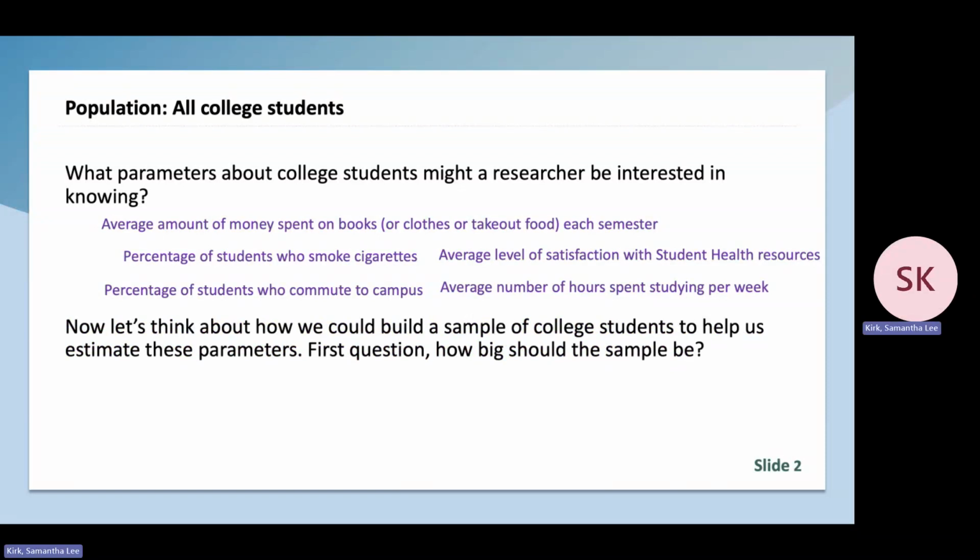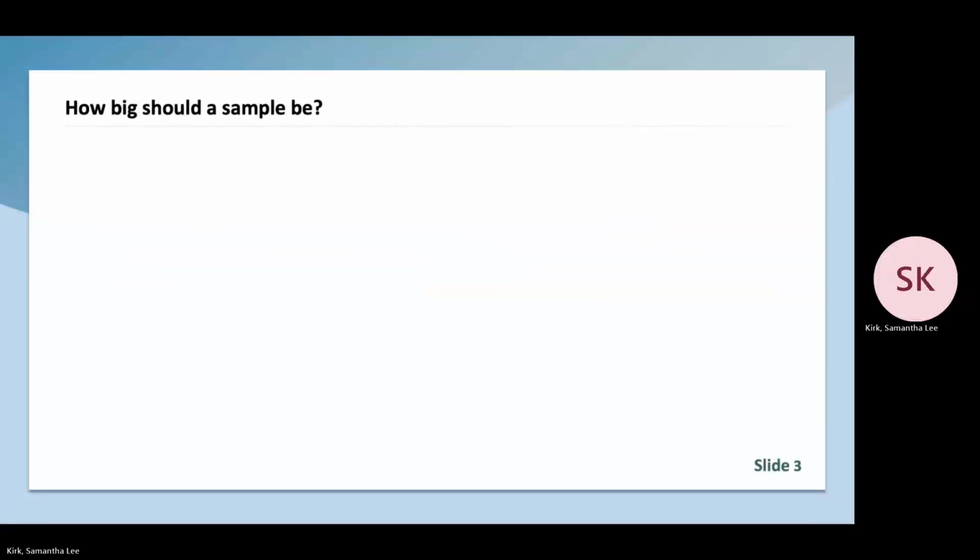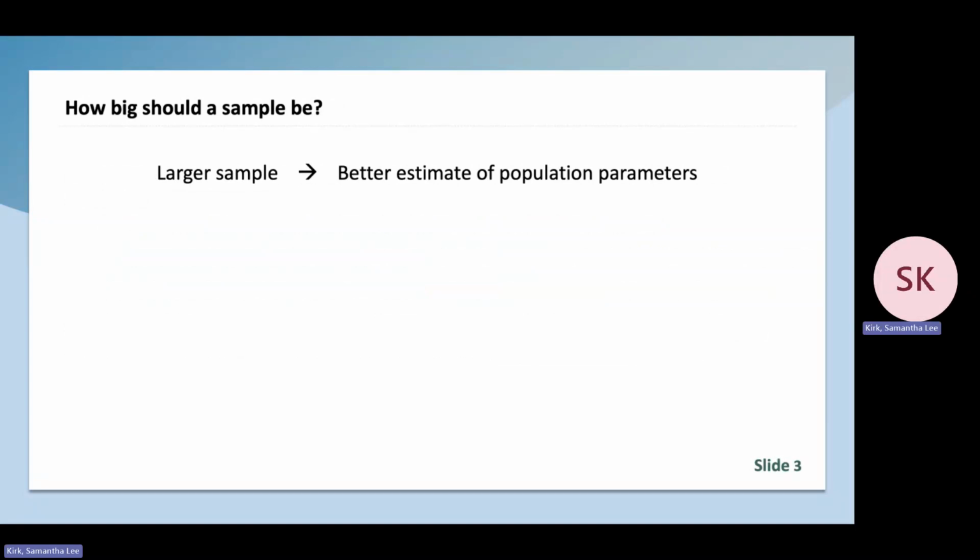Now let's think about how we could build a sample of college students to help us estimate these parameters. My first question would be, how large should my sample be? So it makes sense that the larger the sample we have, the better estimate of a population parameter.